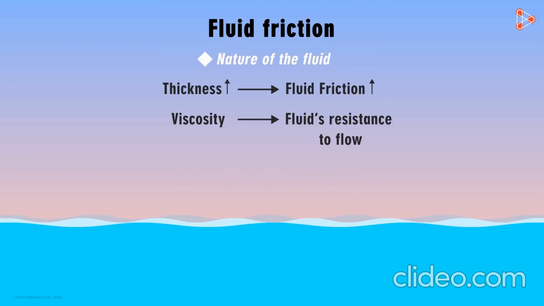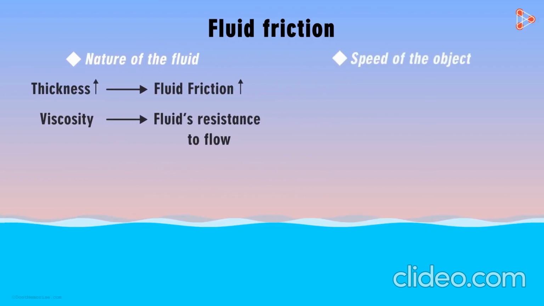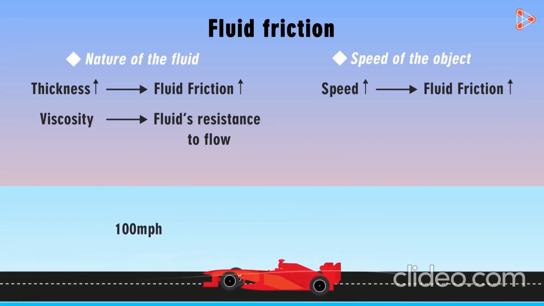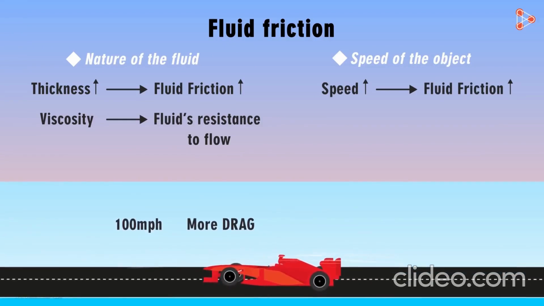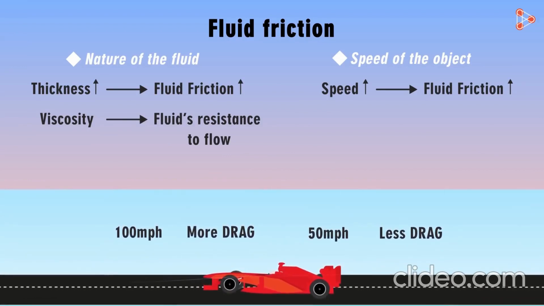Can you think of any other factor? Another factor is the speed with which the object is traveling. The higher the speed of the object moving through a fluid, the greater the frictional force acting on it. A vehicle traveling at 100 miles per hour will face more air drag as compared to a similar vehicle traveling at 50 miles per hour.